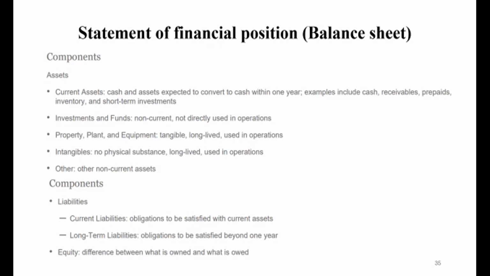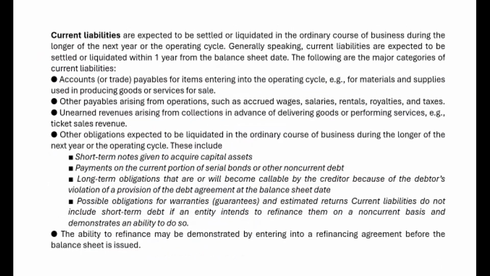Other non-current assets. The components of liabilities include current liabilities, the obligations to be satisfied with current assets, and long-term liabilities as obligations to be satisfied beyond 1 year. Equity is the difference between what is owned and what is owed. Current liabilities are expected to be settled or liquidated.